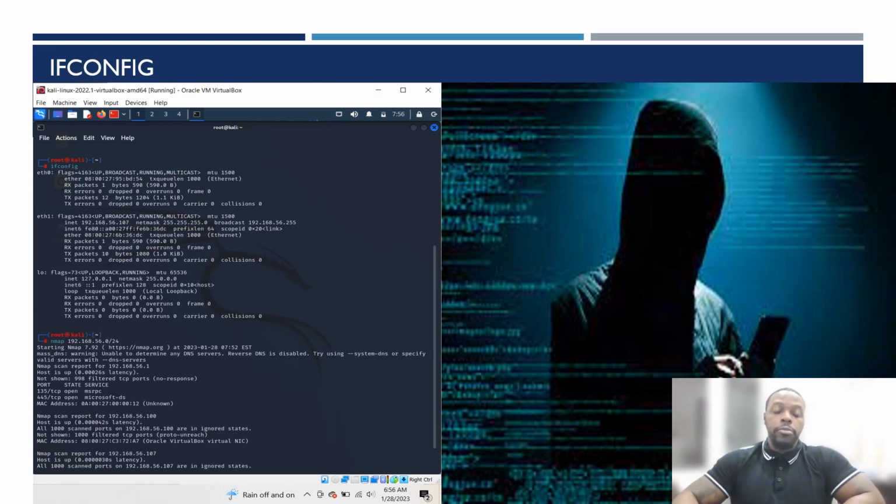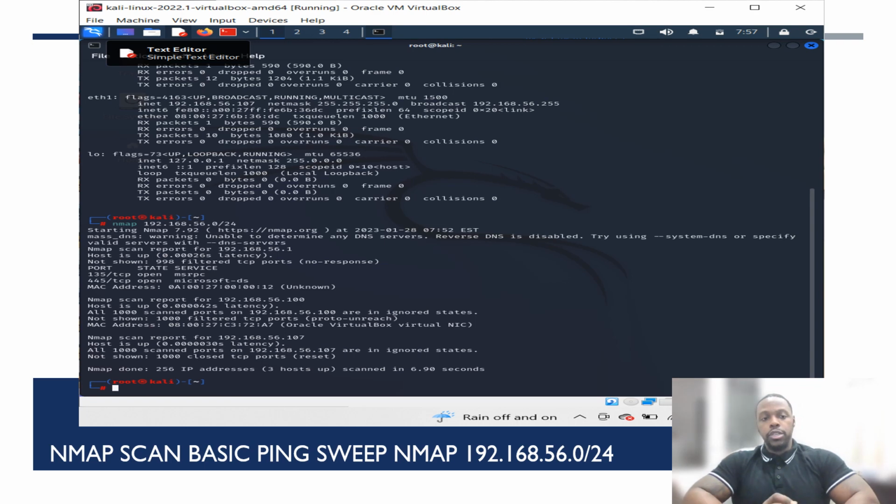I started off by using my VirtualBox and installing and properly configuring my Kali Linux as well as Kioptrix 1 on my VirtualBox. After everything was configured correctly, I entered the command ifconfig, and it displayed my IP address on my Kali operating system. The IP address is 192.168.56.107.